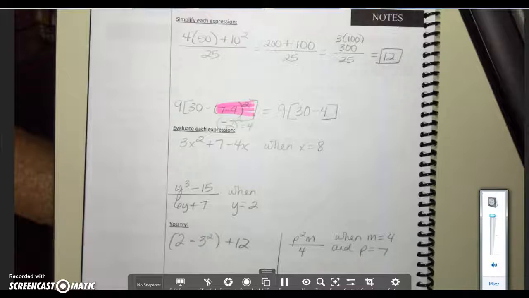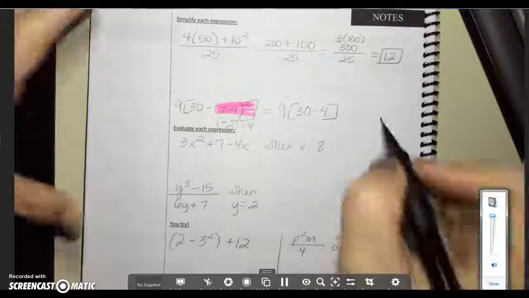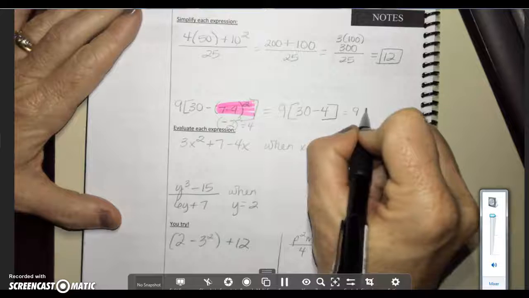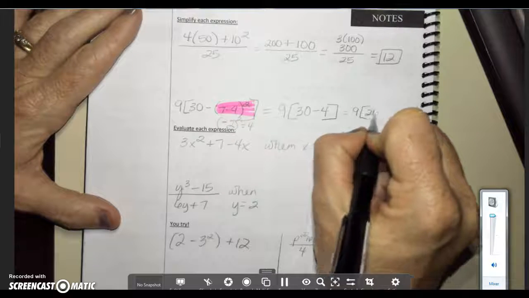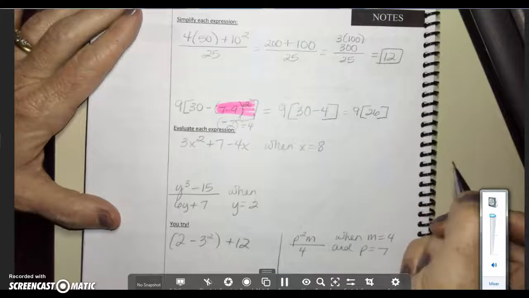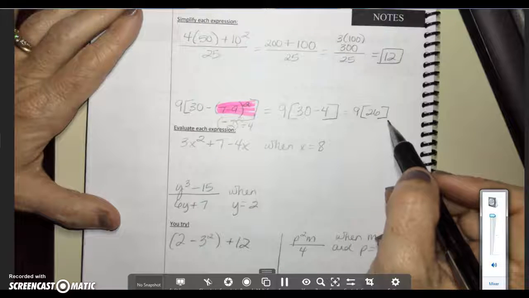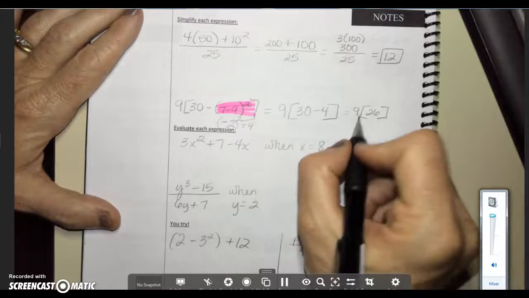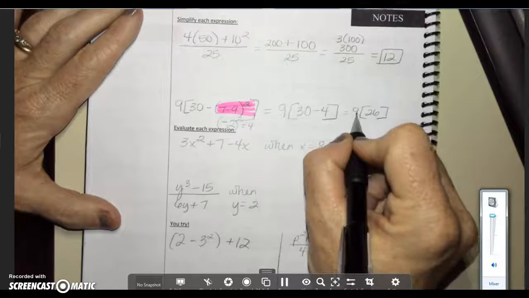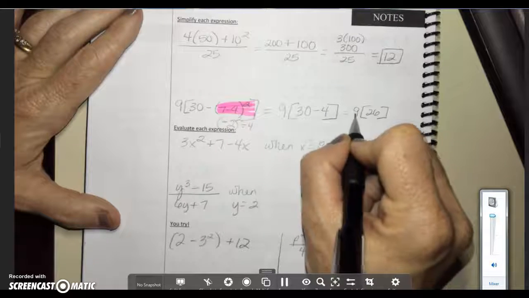What's 30 minus 4? 26. You can change that to parentheses. You can leave it as a bracket. It doesn't really matter. And now, are we multiplying that, adding that? What are we doing? Multiplying. Good. So, what is 9 times, let's do this. What's 9 times 2?